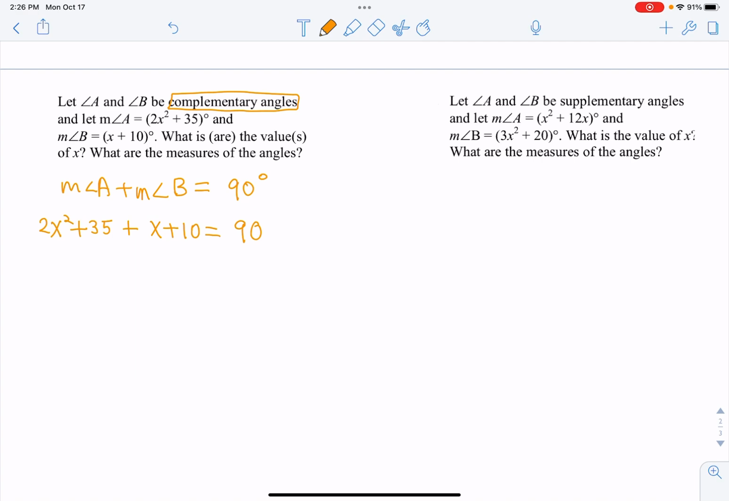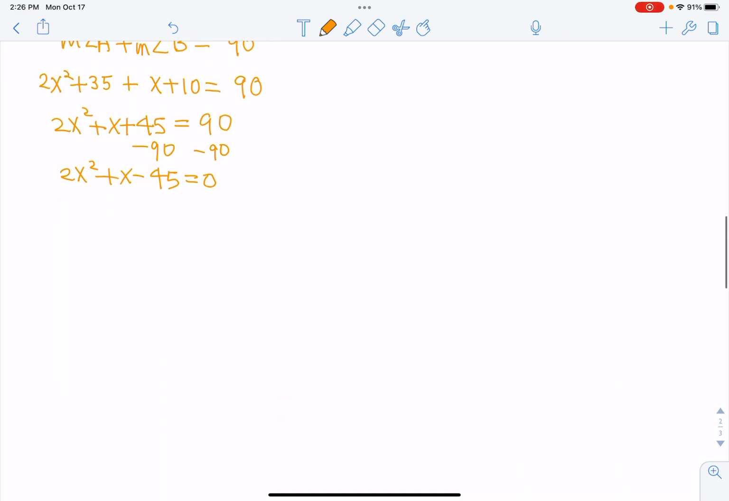Simplify the left side: it will be 2x squared plus x plus 45 equal to 90, and I subtract 90 on both sides. So 2x squared plus x minus 45 equal to 0. That gives you a quadratic equation. So we have to factor.